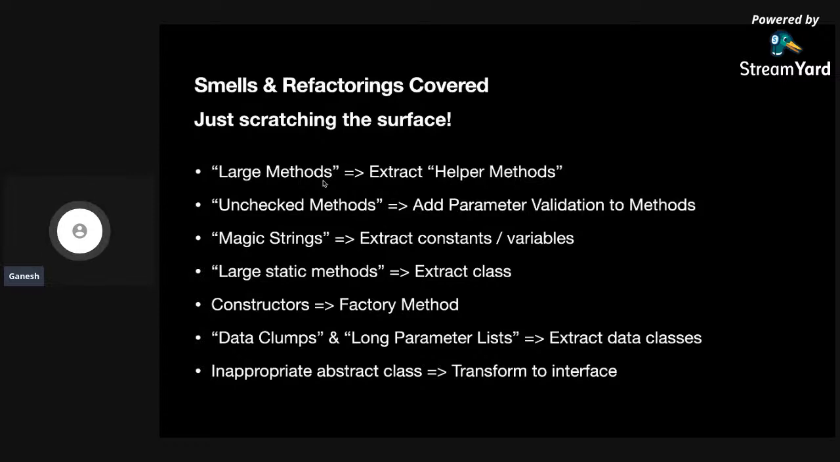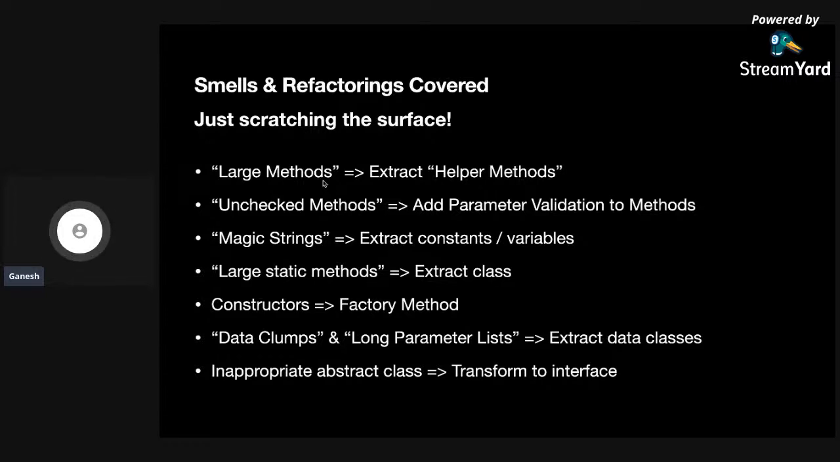So these are the smells and refactorings we have covered so far. It's just scratching the surface. When you have large methods, we can extract helper methods from them. When we have unchecked methods, we can add parameter validation. When we have magic strings, we can extract constants and variables. And when we have large static methods, one possible refactoring is to extract classes.